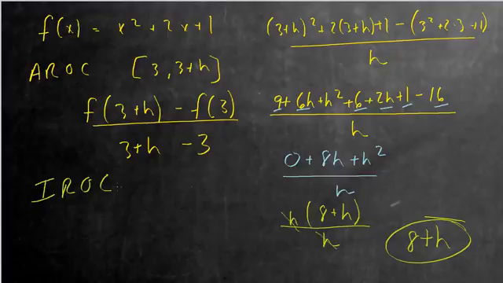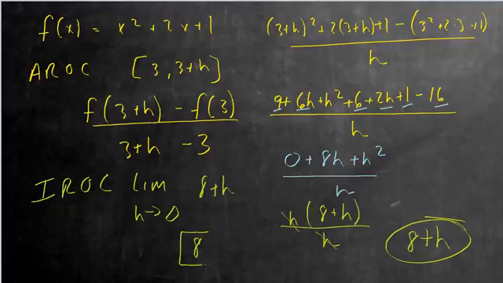Part 2 says, what would the IROC be at 3? So I found my average rate of change for 3 to 3 plus h. My IROC definition is, that's the limit as h goes to 0 of my average rate of change. So if h is 0, my instant rate of change at 3 will be 8. And understanding in this problem that average rate of change has that h in it, and my instant rate of change is when I put the 0 in for h.